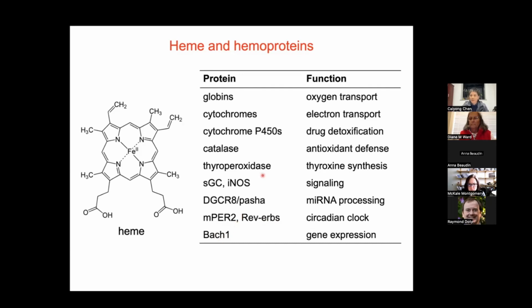And these hemoproteins and heme-regulated proteins are involved in a wide range of cellular processes, which include oxygen transport, electron transport, drug detoxification, antioxidant defense, thyroid hormone synthesis, signal transduction, microRNA processing, circadian clock control, and gene expression regulation. But from a biochemical point of view, free heme is a hydrophobic molecule, and it can be toxic to cells. Therefore, heme homeostasis in cells must be tightly regulated.